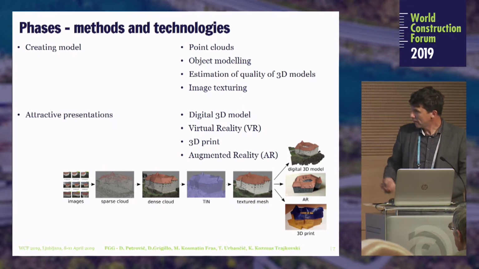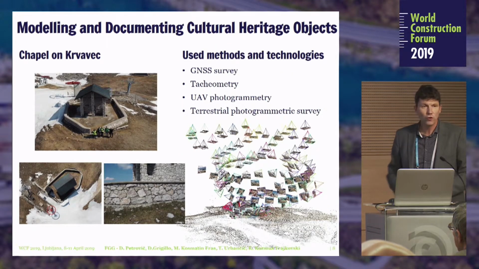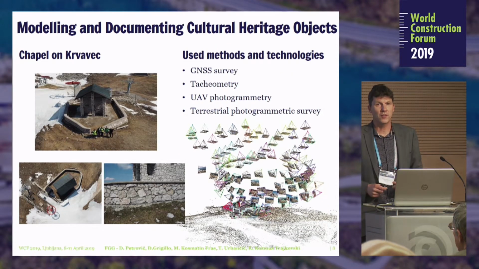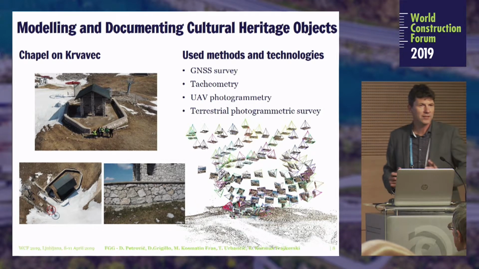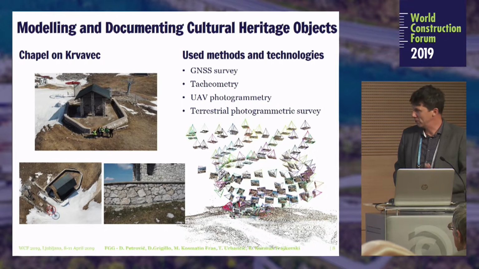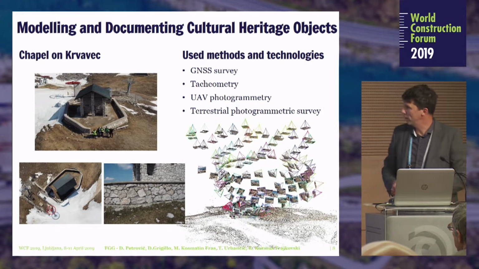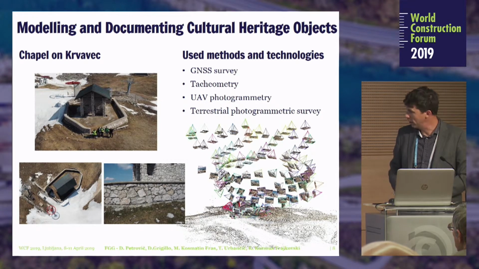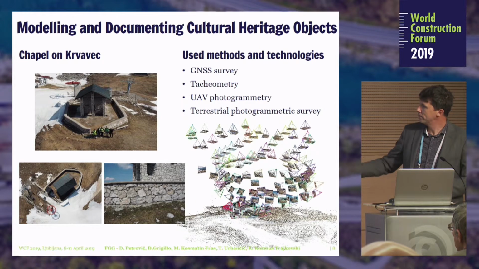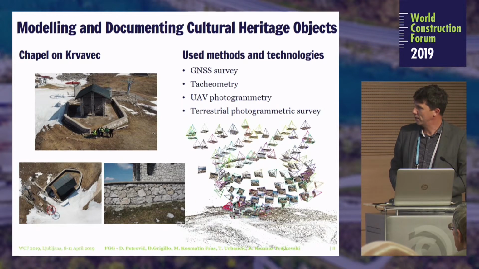And now let's go to a few examples, two different case studies, where I will briefly show you how we can select the different methodology or technology according to the selected object. The first one, you can see, is quite a simple object. It's a chapel on Krvavec. It's a ski resort just above the Ljubljana plain. So it is a relatively small object, easily accessible.